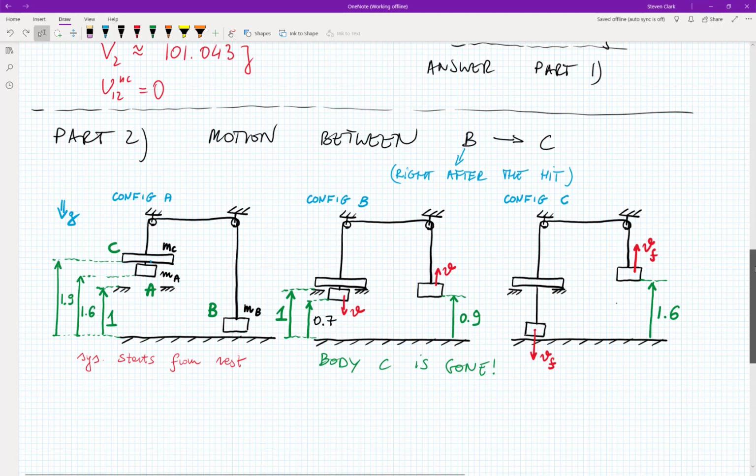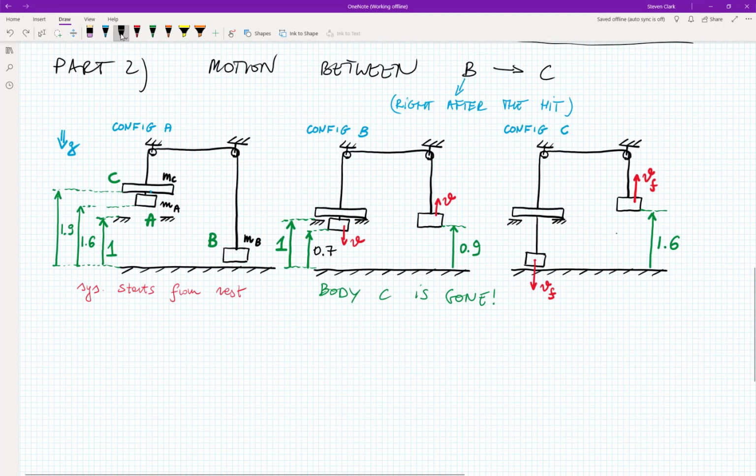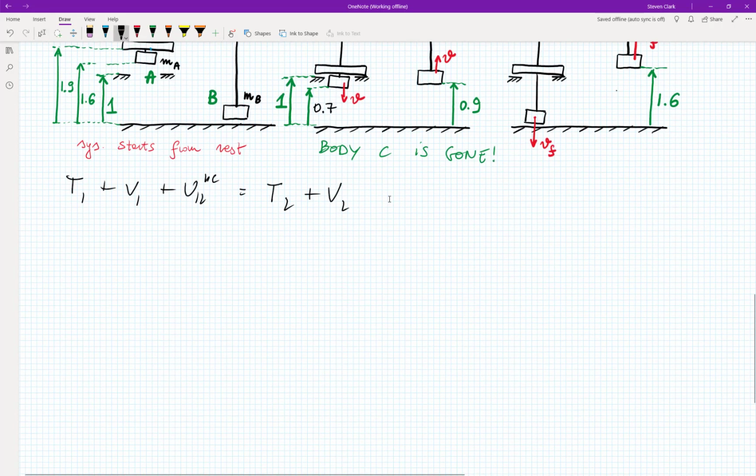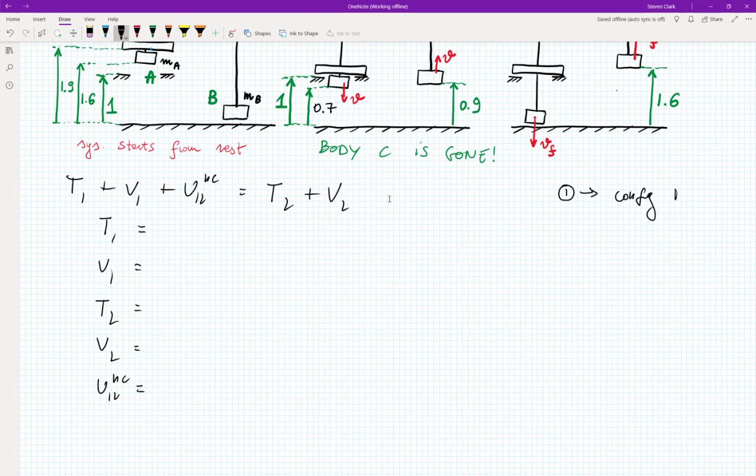Okay, so let me write down our, let's call it, favorite expression: T1 plus V1 plus U12 non-conservative equals T2 plus V2, and we must find these 5 guys: T1, V1, T2, V2, U12 non-conservative. And right now, subscript 1 corresponds to configuration B, of course, and subscript 2 corresponds to configuration C.